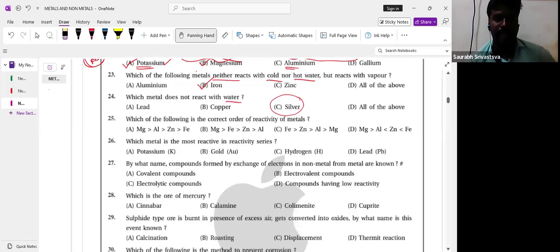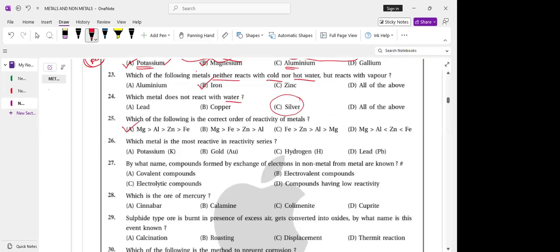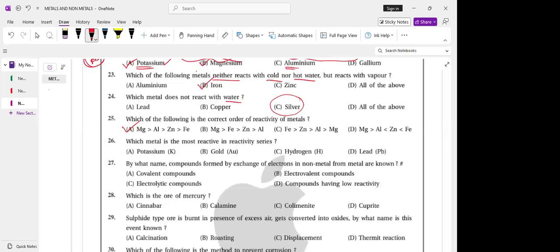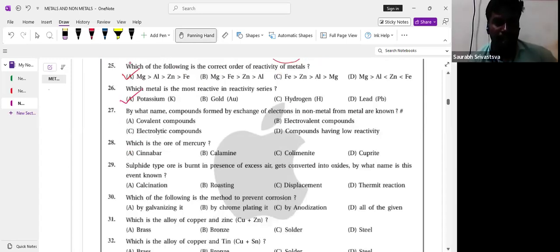Next, which is the correct order of the reactivity series? Already you know that. Potassium, sodium, calcium, magnesium, aluminum, zinc, iron. That is option A. Next, which metal is the most reactive metal in the reactivity series? Potassium.